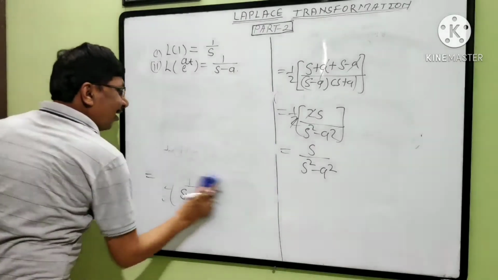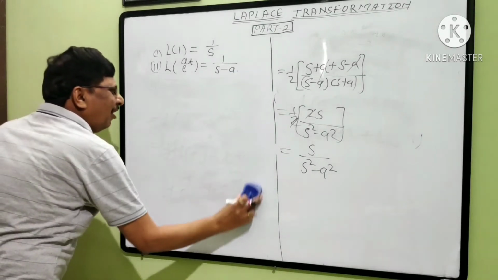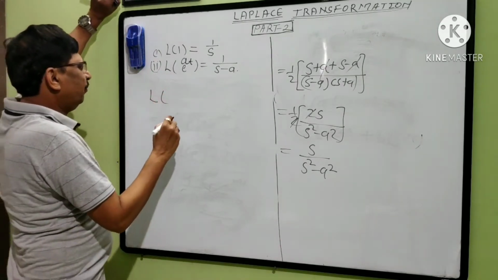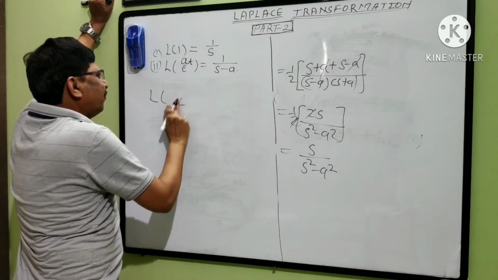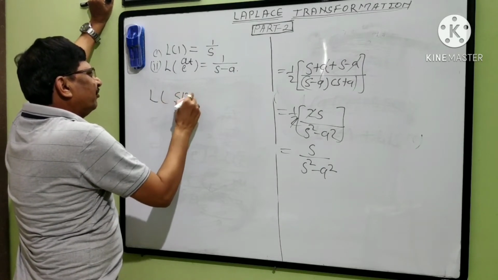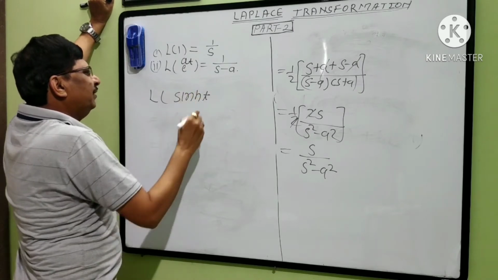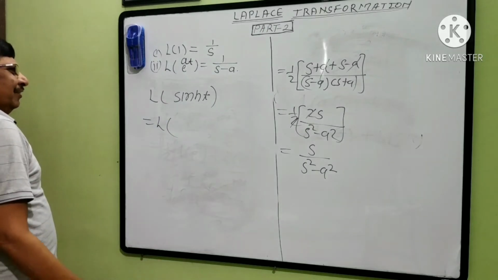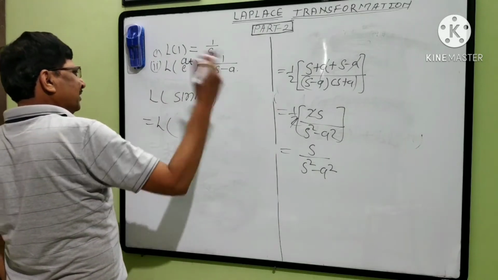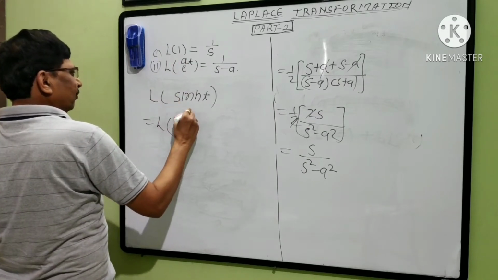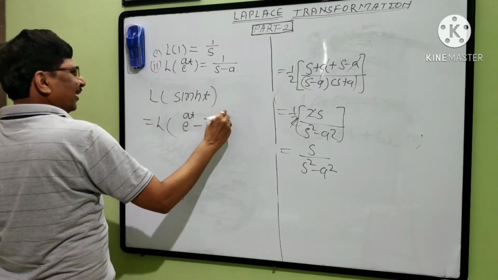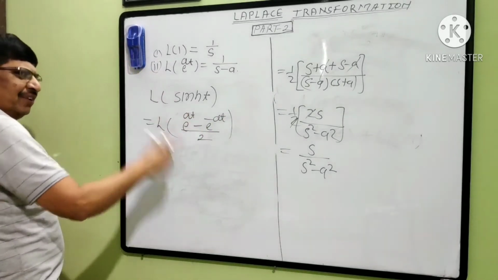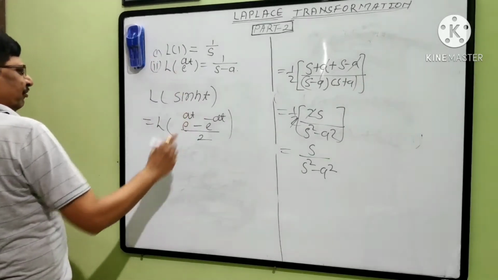Now that means you have derived the formula for hyperbolic cos. Now we are going to find the Laplace transformation of hyperbolic sine, sinh(at). What is the meaning of sinh(at)? It is the value of sinh(at) in terms of exponential form, that is (e raised to at minus e raised to minus at) upon 2. In hyperbolic there is no i. Sine means minus, cos means plus.